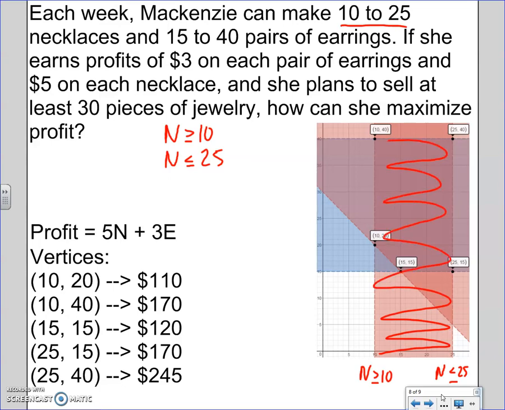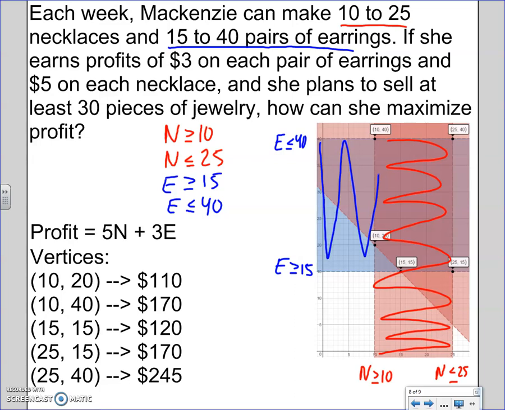Alright, the next one says she can make 15 to 40 earrings. So we know earrings has to be greater than or equal to 15, and earrings has to be less than or equal to 40. So you notice right here, this is the earrings, it's greater than or equal to 15, and right here, this is earrings less than or equal to 40. So now we're between these two. If you notice, we are in that rectangle right here, because that's where there's the overlap.